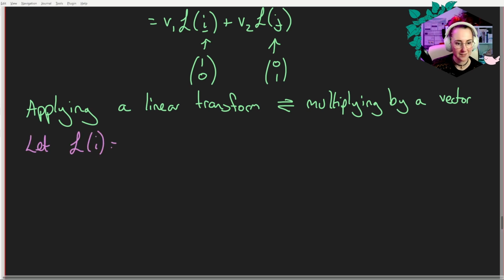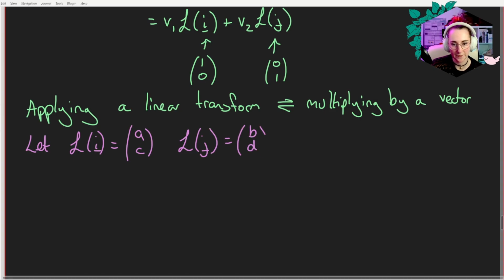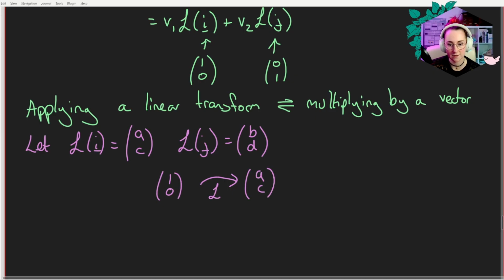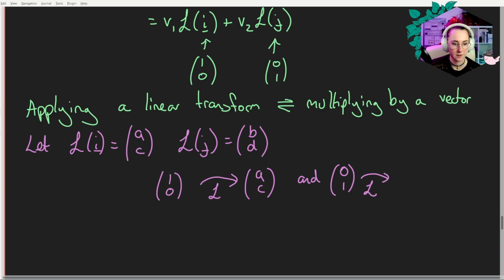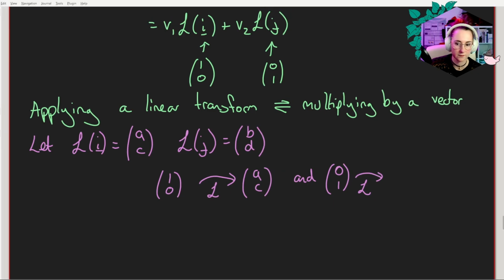If we let the linear transform of I be the resulting vector (A, C), and we let the linear transform of J be some vector (B, D), then whatever this transform is for a specific linear transform, it takes (1, 0) to (A, C), and it takes (0, 1) to (B, D). That is, (1, 0) gets mapped to (A, C), and (0, 1) gets mapped to (B, D). Applying this map does this rotation.